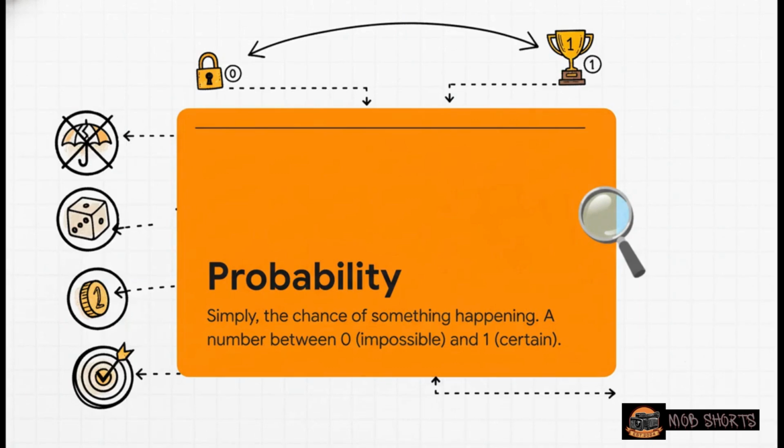Okay, so before we jump into the cool visuals, let's just get on the same page. What is probability, really? It's simple. It's just the chance of something happening. We measure it on a scale from 0, which means it's absolutely impossible, all the way up to 1, which means it is 100% dead certainty.